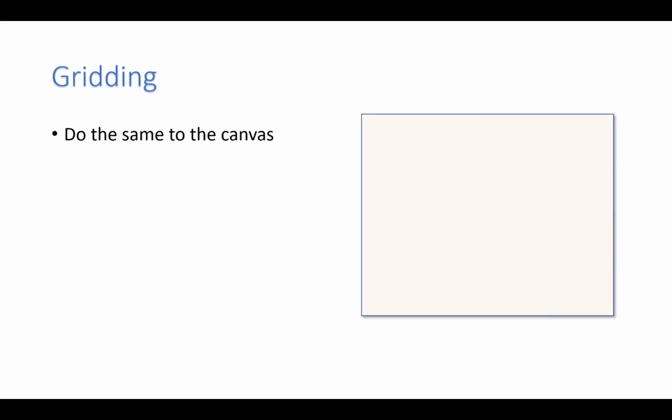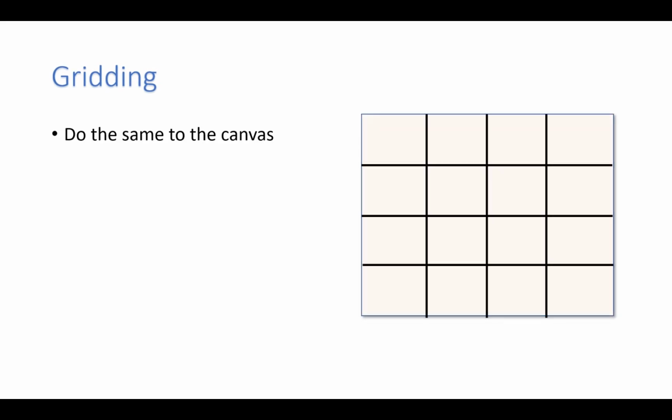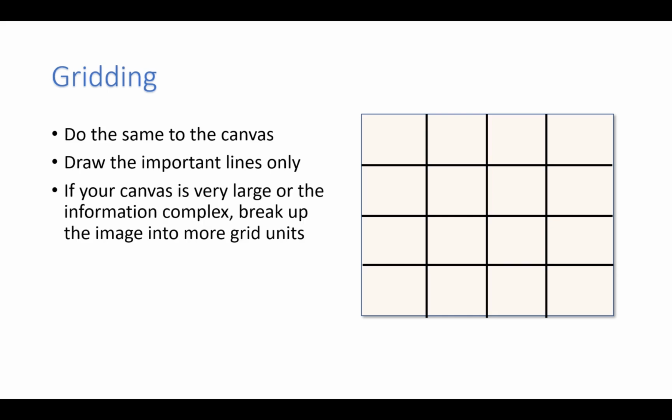Now you do the same thing to the canvas. Once your grid is on, you can find where each of the important lines is located on your reference and then draw that onto your canvas. If the canvas is very large and there's a lot of information to be transferred, you could divide each side of the reference into more sections.